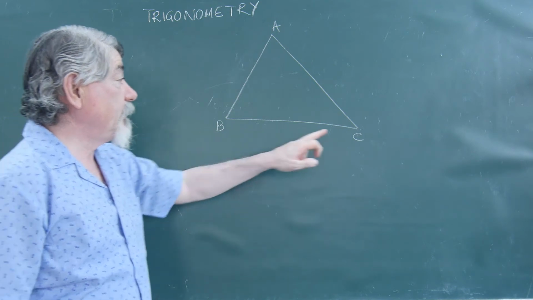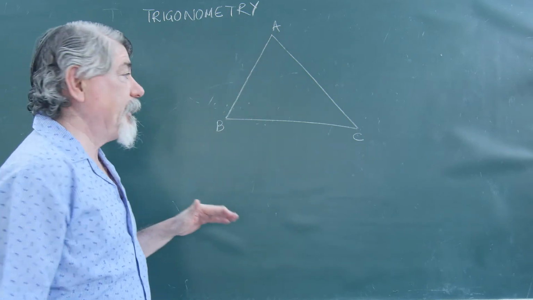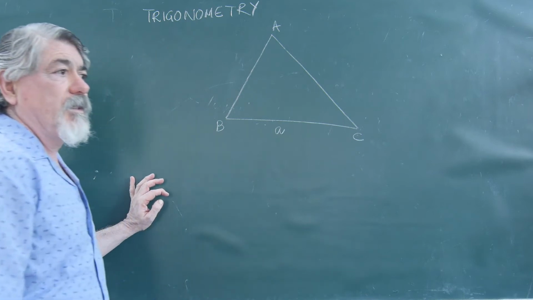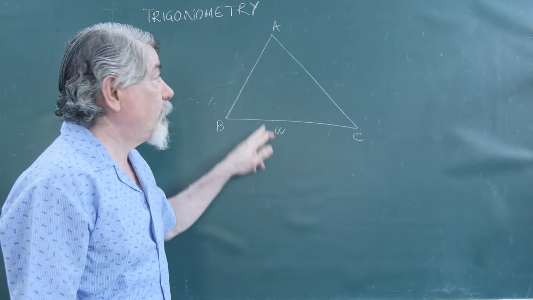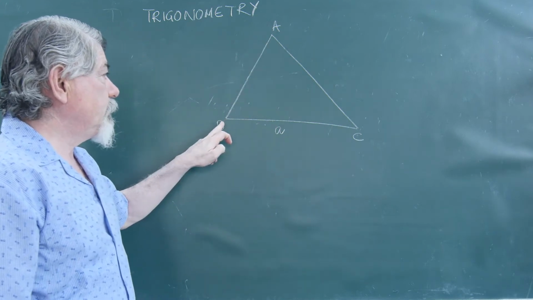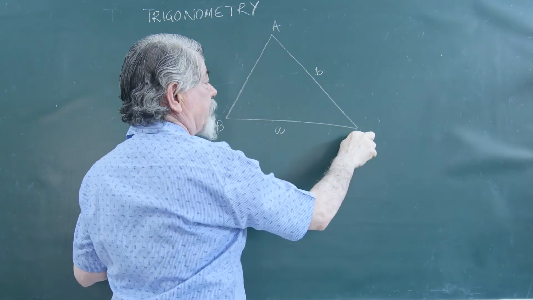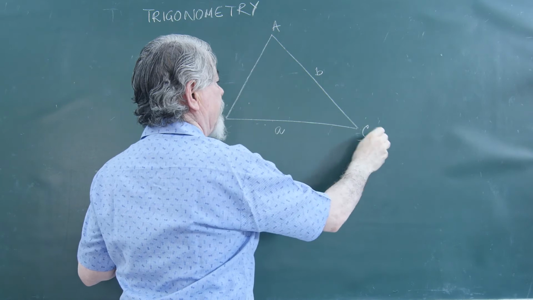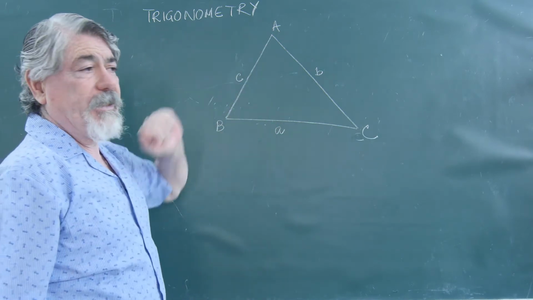a capital letter. Similarly, C. Now, just opposite to angle A, the side BC is represented by the small letter a. BC is a small a, just opposite to A. Just opposite to B, we have a small b. AC is small b. And opposite to capital C, we have a small c, which represents the side AB.